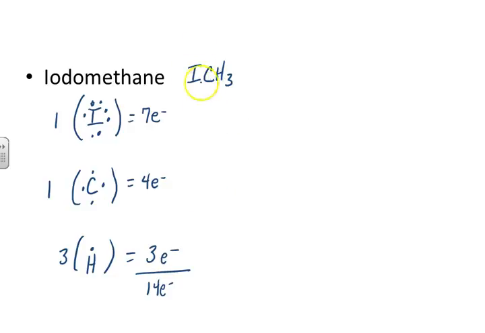We need to arrange in a logical way. Hydrogen can never be in the center. Carbon is always in the center. So we're going to place carbon in the central part of the molecule. We're going to arrange the other atoms around. In this case, it really makes no difference where you put them. So we've got hydrogen, hydrogen, hydrogen connected with bonds, and then we've got iodine.